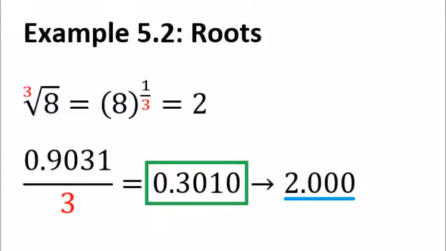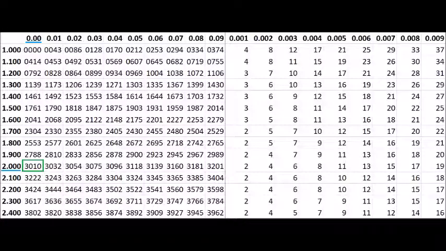Same idea for any other root. To find the cubic root of 8, for example, find the log of 8 in the table, then divide by 3. A reverse table lookup gives us 2.000 exactly. This was what we expect. Perfect. This is the portion of the table applicable to the reverse lookup. Hopefully by now you are getting the hang of it and can do some of these on your own.